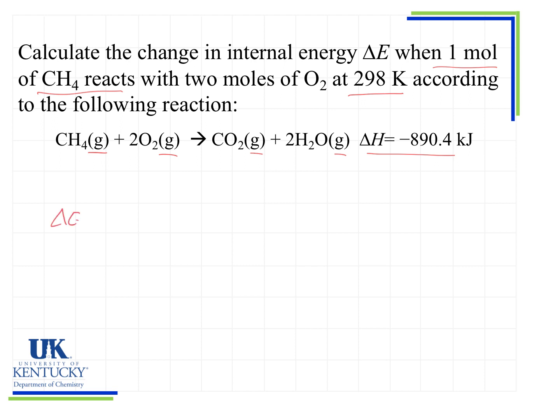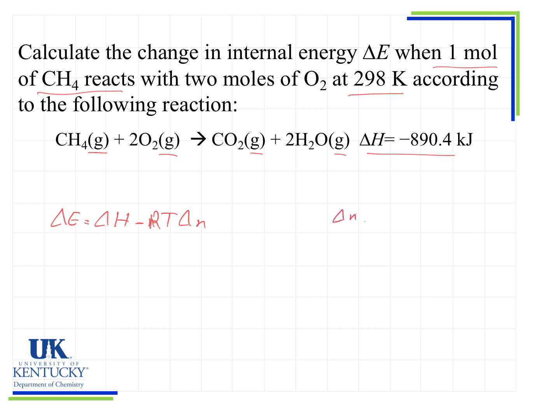We learned that delta E is delta H minus P delta V, and for gases we can say delta E equals delta H minus RT delta N. Delta N is the change in the number of gas moles. Just like all the deltas we defined, it is final state minus initial state, so product minus reactant.